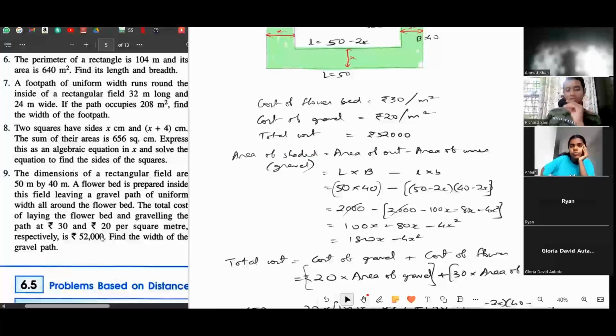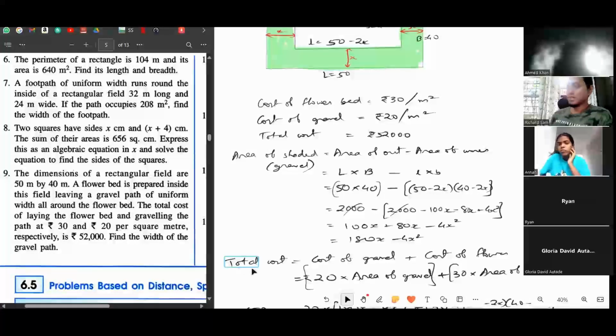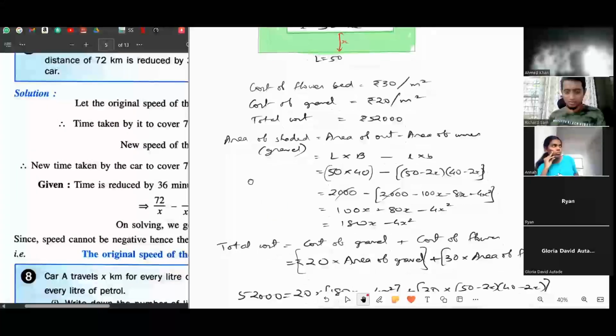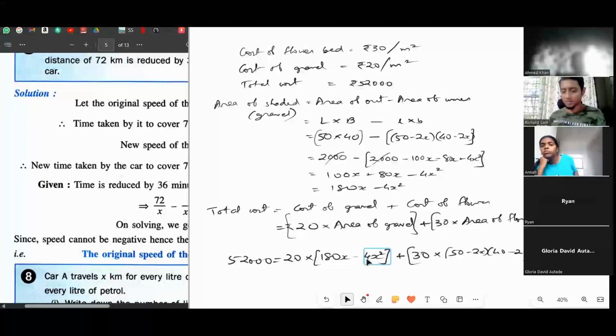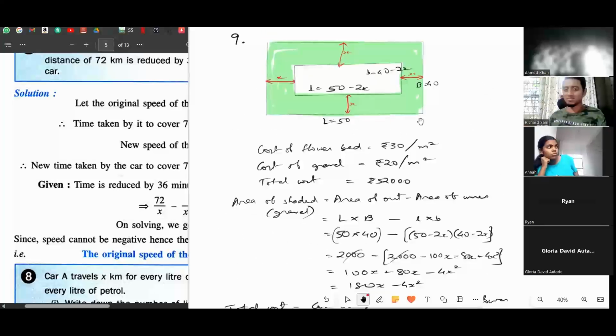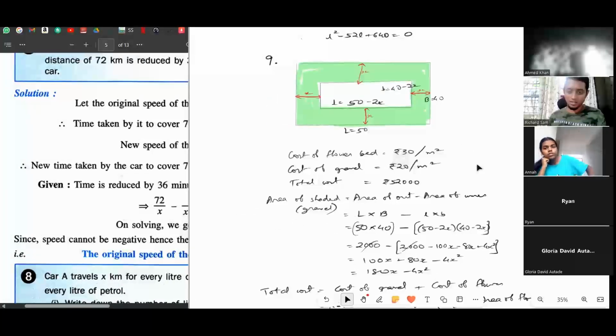Then we make our main equation using the total cost. What is the formula for the total cost? Cost of graveling plus cost of flowering. For the cost of gravel, we multiply 20 rupees into the total area of the gravel. For the cost of flower, we do 30 rupees into the area of the flower bed. All this was just to find the area of the gravel. The flower bed is a rectangle, so we can just multiply length into breadth. Got it, everyone? Any doubts?